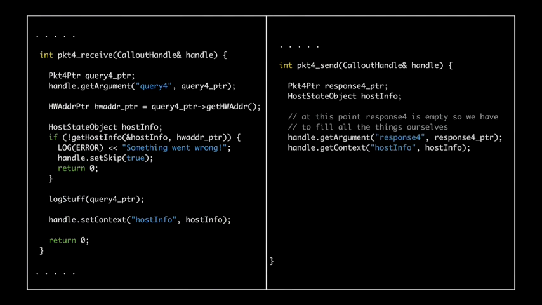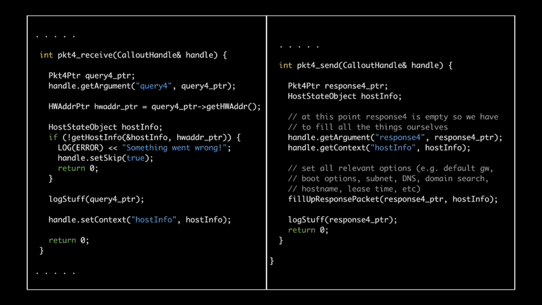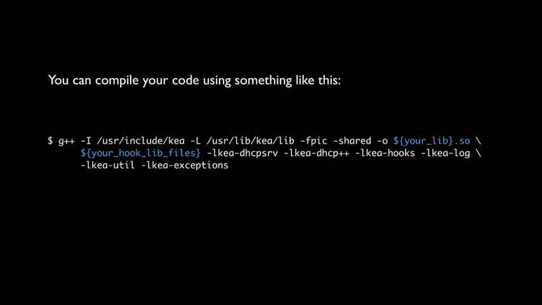Then on the send part, I just get the pre-assembled version of the outgoing packet from what Kea gives me. Then I get the object that I stored before. I fill up all the relevant information that I need taken from the inventory system. Then I log some stuff and just exit from the function.